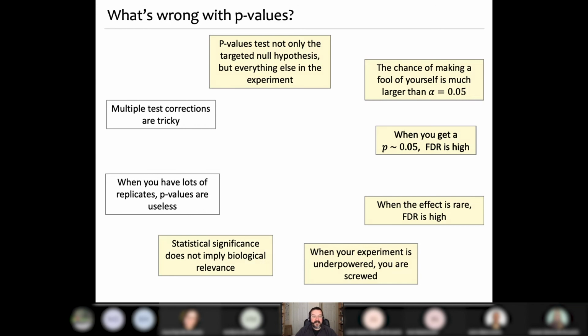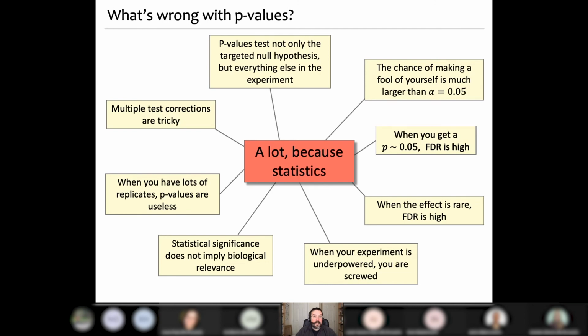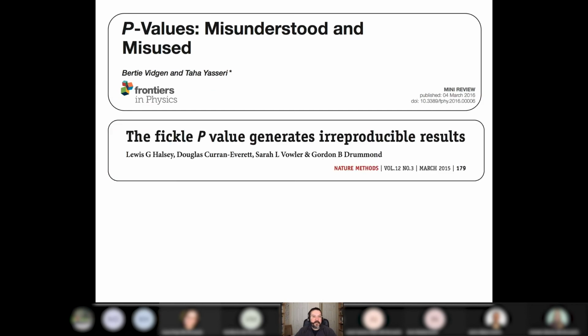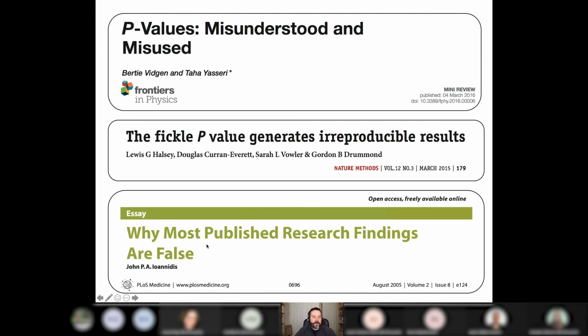Statistical significance does not imply biological relevance. When you have lots of replicates, p-values are useless. And multiple test corrections are tricky. So what's wrong with p-values? Well, a lot, because statistics, unfortunately. This led to multiple papers published about it: p-values misunderstood and misused, and why most published research findings are false. Well, so obviously we have a problem.